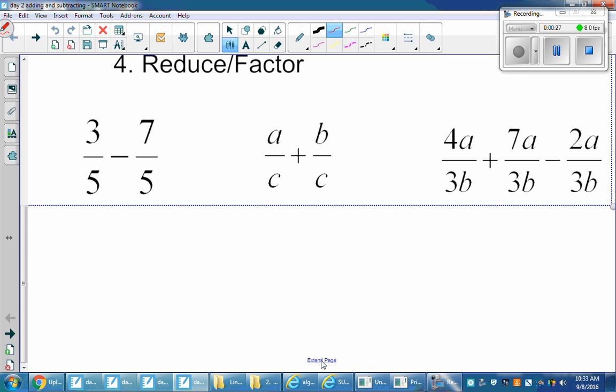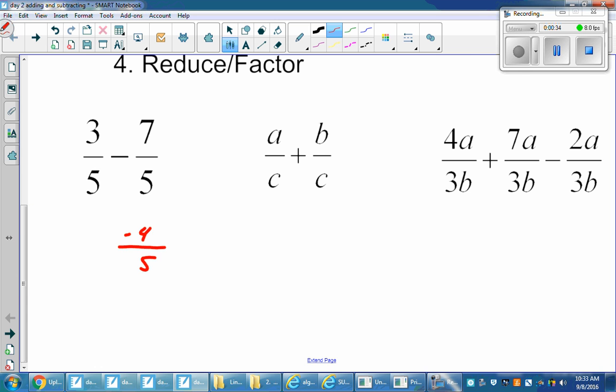Again, I have a common denominator, so I'm going to take the numerators and combine them. So I would take positive 3 subtract 7, that's negative 4, and then it's over 5. I would then look to reduce that fraction, but in this case I can't.